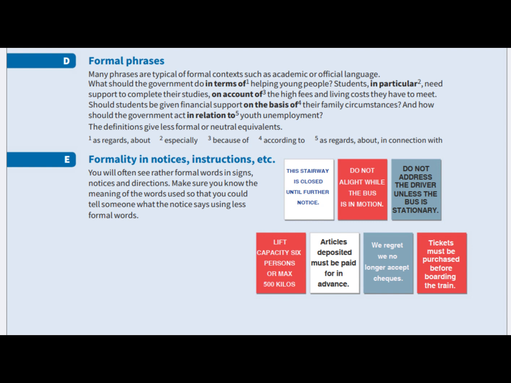The sign "Lift capacity 6 persons or a maximum of 500 kilos" states the greatest number of people, or the maximum weight that the lift can safely carry. The notice "Articles deposited must be paid for in advance" means that items left there must be paid for before the service is provided. The message "We regret that we no longer accept checks" is a formal and polite way of saying that check payments are no longer allowed. Finally, "Tickets must be purchased before boarding the train" means that passengers have to buy their tickets before getting on the train.